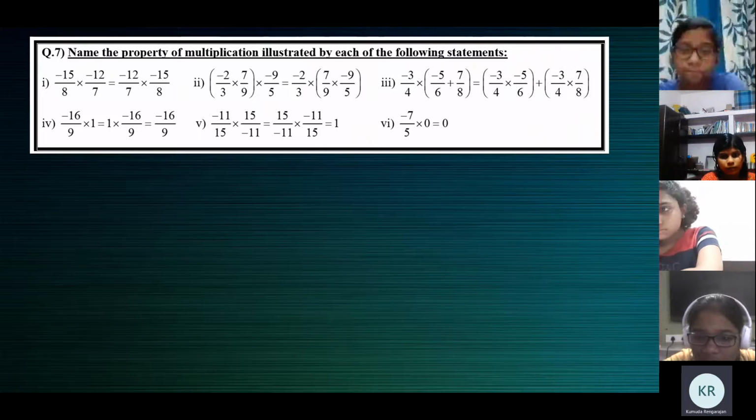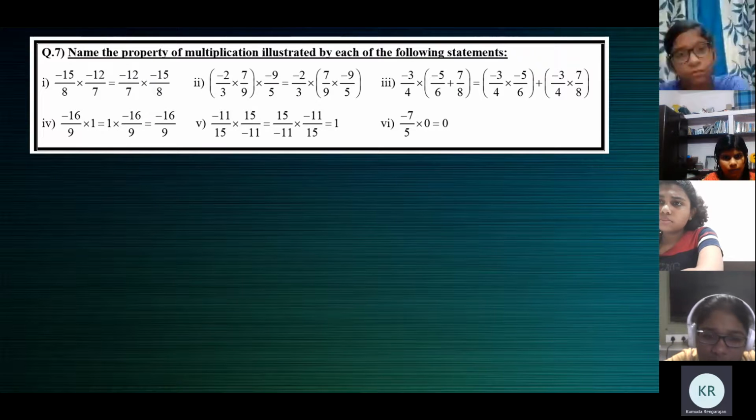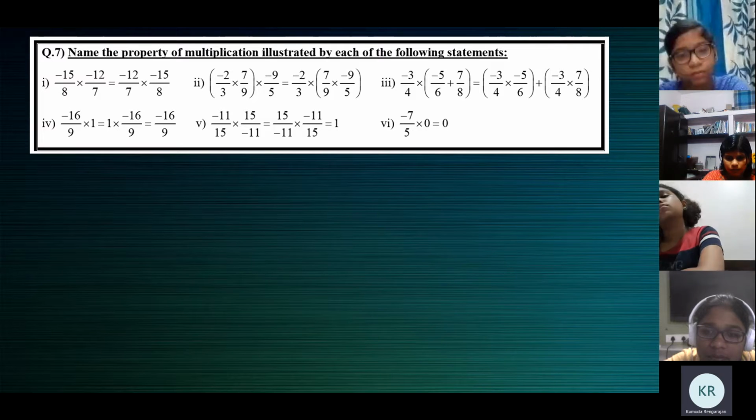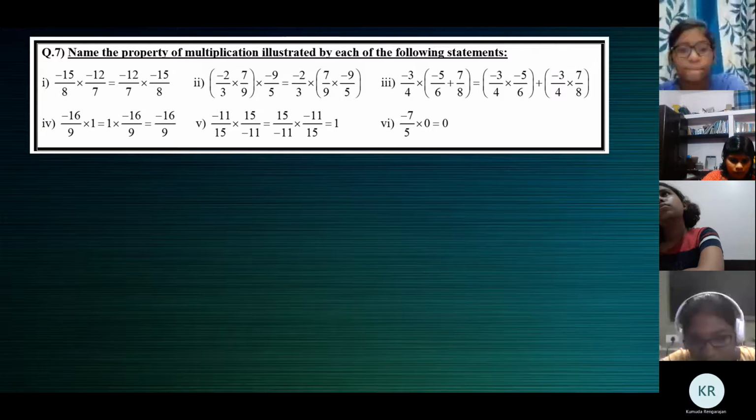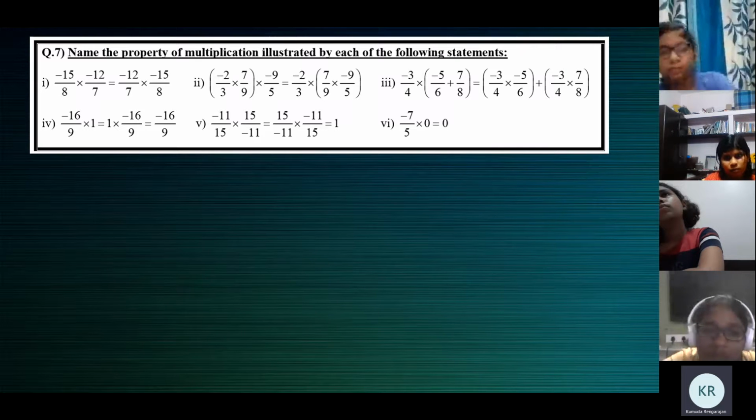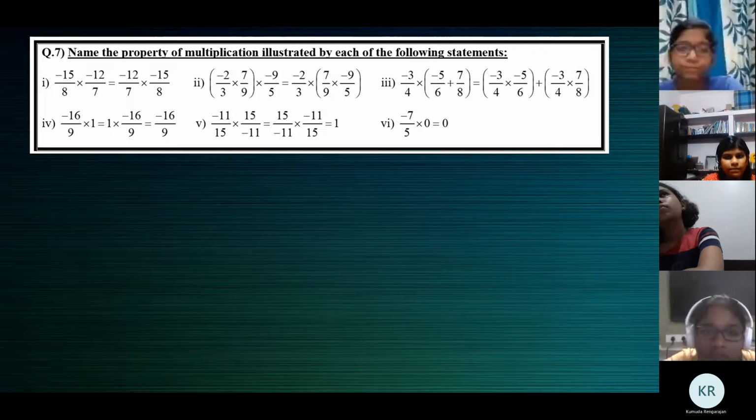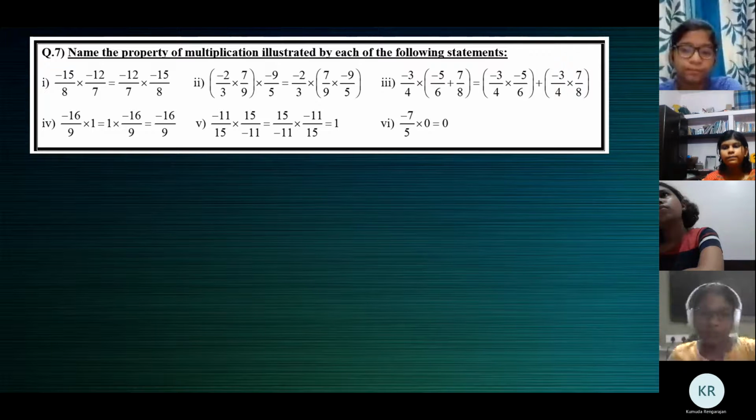What about the last one? The last one, you can just say a property of 0. When a rational number is multiplied by 0, the product is 0. It's the property of 0 on multiplication of rational numbers. Ma'am, anything multiplied by 0 gives 0. Any number multiplied by 0 is 0. That property is what is reflected there.